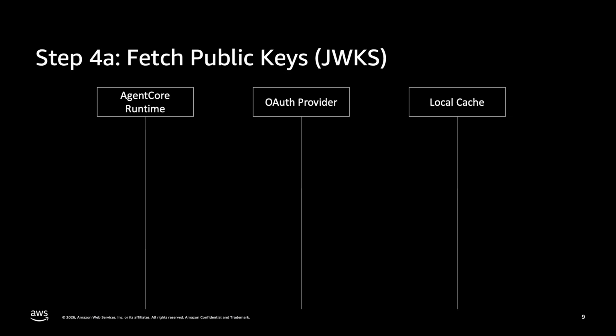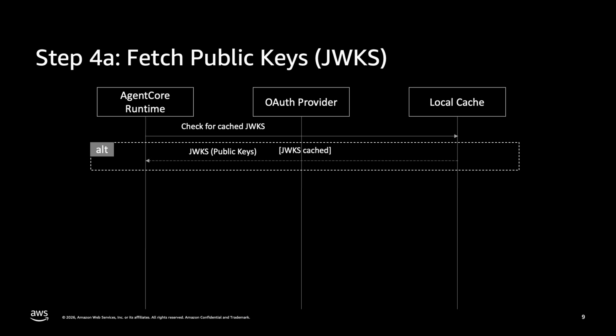Agent Core now has a JWT which has certain claims about the caller: who they are, what they're allowed to do, and when the token expires. But how do we know these claims can be trusted? Because the token is signed by the OAuth provider. To verify that signature, Agent Core Runtime needs the provider's public keys, available in the provider's JWKS, or JSON Web Key Set. First, Runtime checks its local cache for the provider's JWKS. If the cache has the keys and is still valid, it uses them directly.